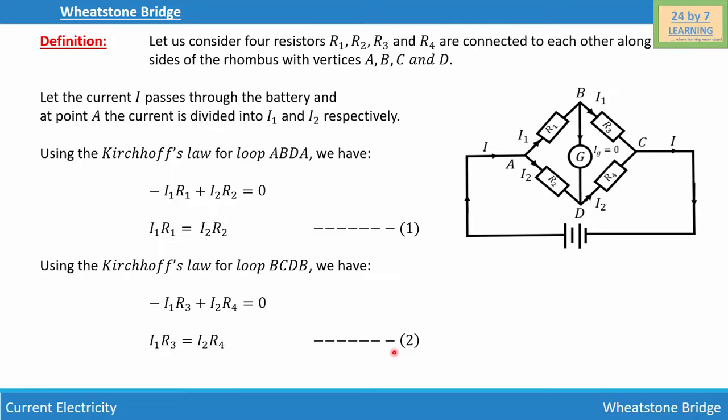Now, next thing we will do, we will divide equation 1 by equation 2. So let's divide equation 1 by equation 2, and we will write I1 R1 over I1 R3 is equal to I2 R2 over I2 R4. As you can see, I1 is common on the left side and I2 is common on the right side. So I1 will cancel from the left and I2 will cancel from the right. And we will write R1 over R3 is equal to R2 over R4.